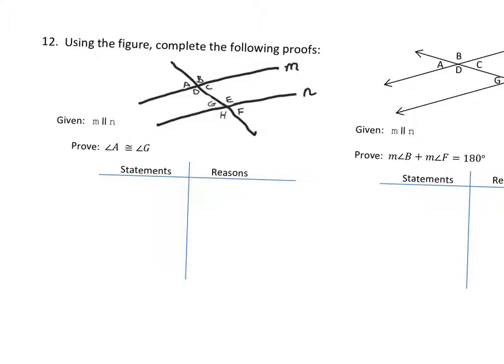In this problem, I'm given that M is parallel to N, and I have to prove that angle A is congruent to angle G. So here's angle A and here's angle G. So those are corresponding. So I'm really proving that angles are congruent, that are corresponding. So I'm not allowed to use corresponding. I'm allowed to use all the other ones except for that.